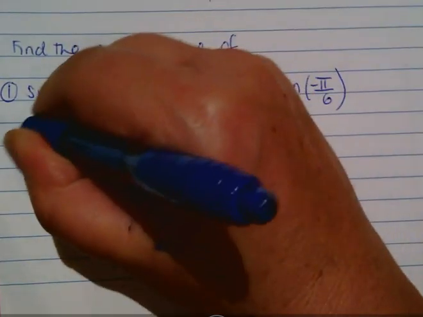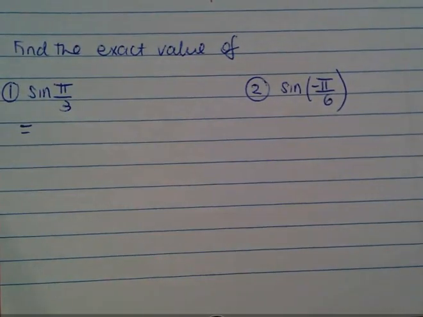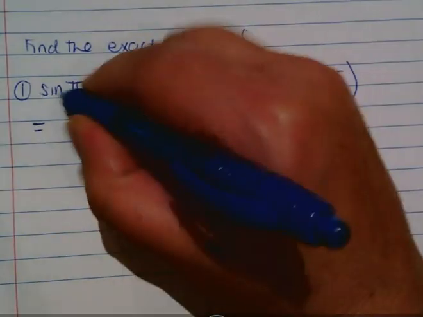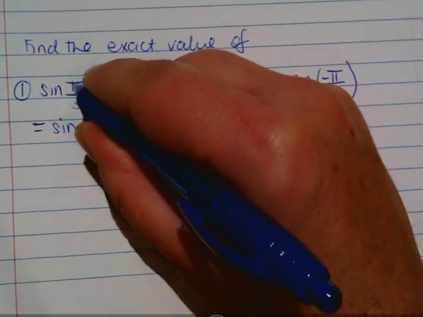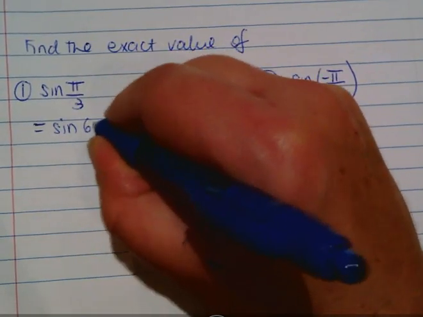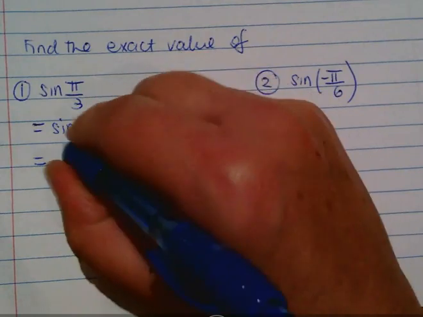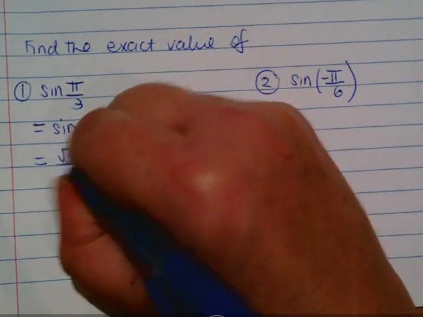So remembering we were doing these before, but we were in degrees. So now we're in radians. So the sine of pi on 3 really is the same as asking sine of 180 on 3, that's sine 60. It's really asking the same as sine 60, which is root 3 on 2.